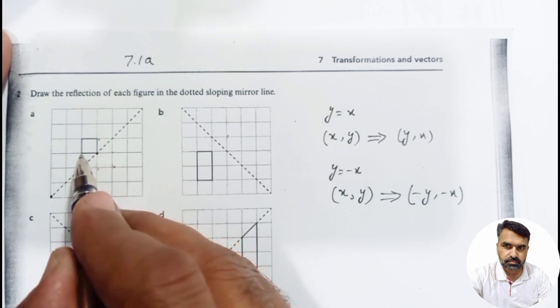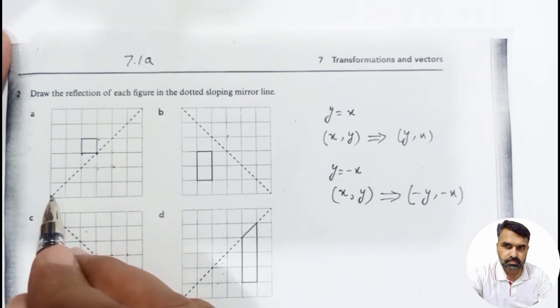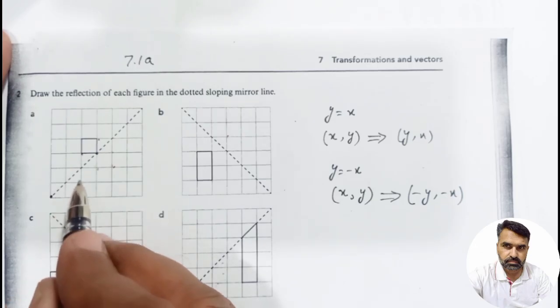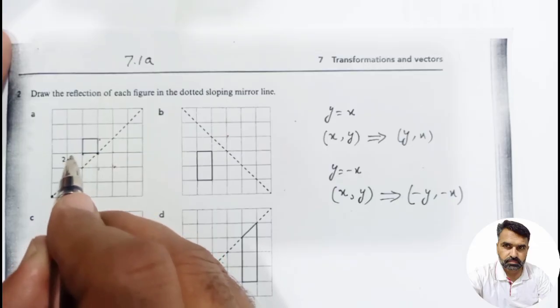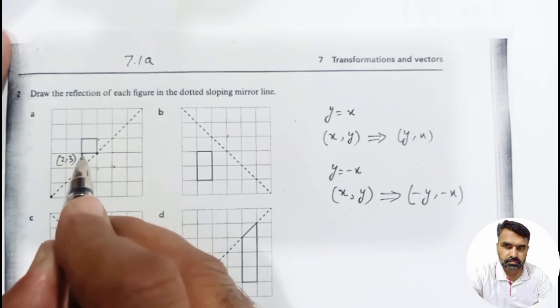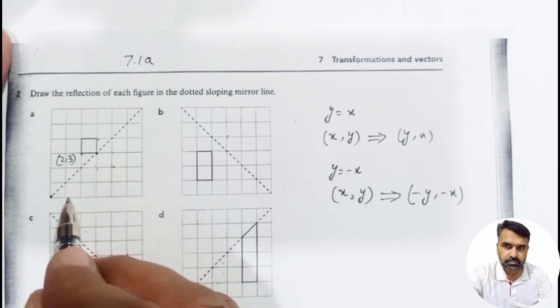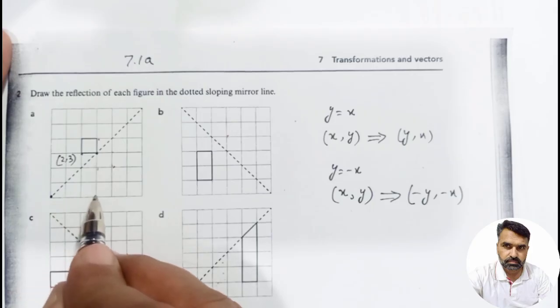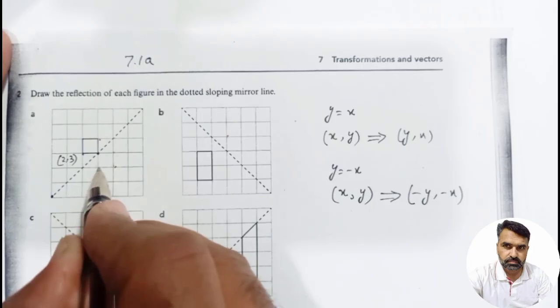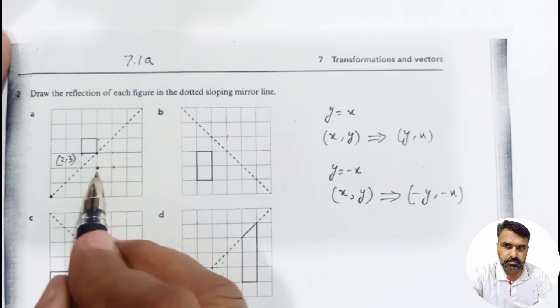Now look at the coordinate of this point. If it is origin, then 1, 2, 1, 2 and 3. The coordinate of this point is 2 and 3, and when we find the reflection of this point, we will reverse the coordinates and it will become 3 and 2. Now count 3 from origin, 1, 2 and 3, 1 and 2. So this is the point where we have to reflect this point.